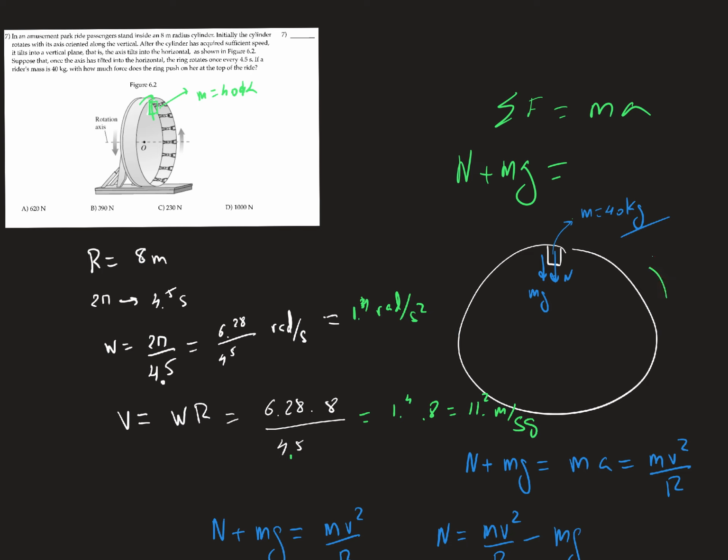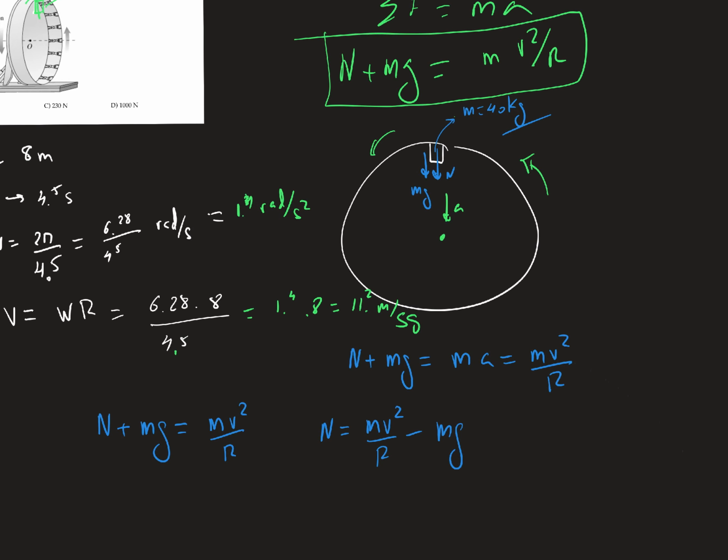But the body is rotating in a circular motion, and the normal acceleration, the acceleration that is going to the center, is v squared divided by r, mv squared divided by r. So the problem is solved. This is the equation that we have to use. So the equation will say that the normal force plus the weight is equal to ma, equal to mv squared divided by r. So the normal force will be mv squared divided by r minus mg.